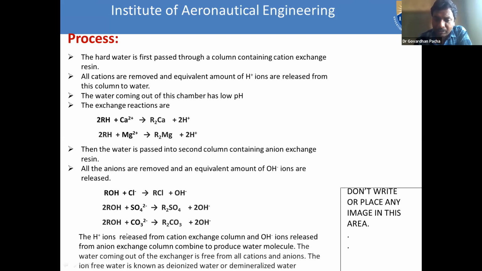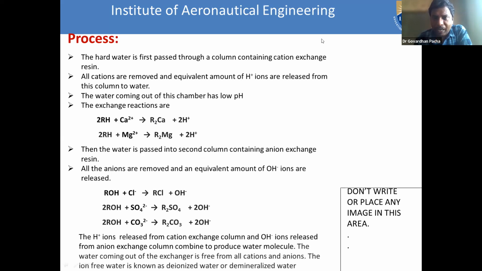By balancing the chemical equation, 2 moles of the ROH anion exchanger react with the carbonate ions to give R2CO3 plus 2 moles of OH minus ions. So finally we understood that cationic hardness is removed by the cation exchanger, and anionic hardness is removed by the anion exchanger. Okay?